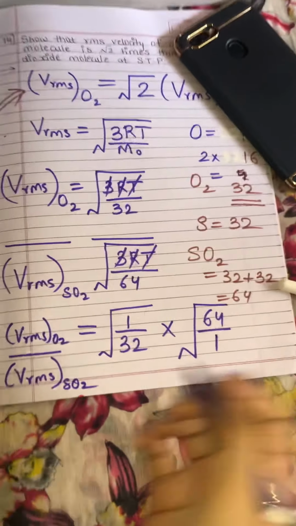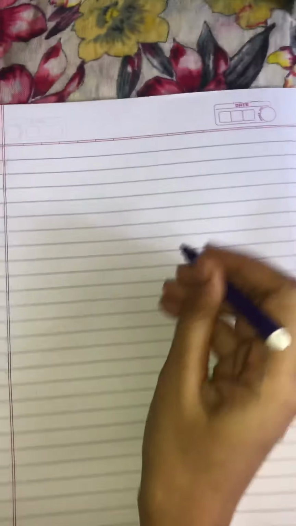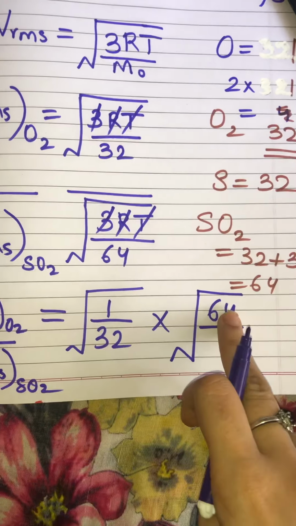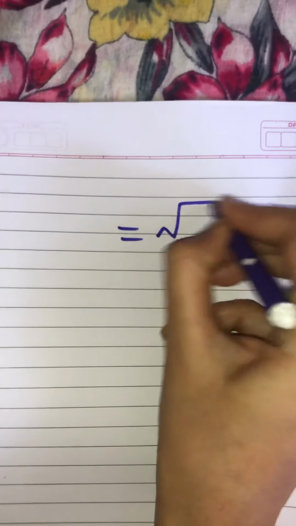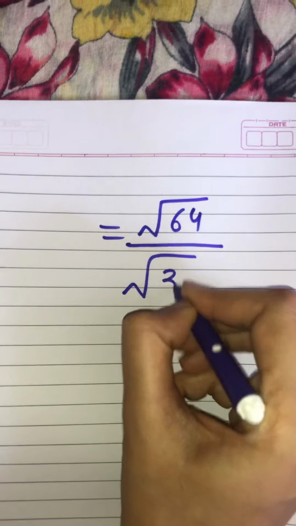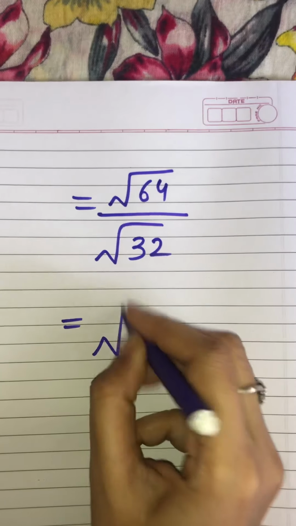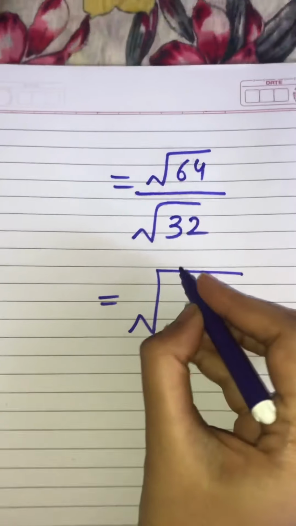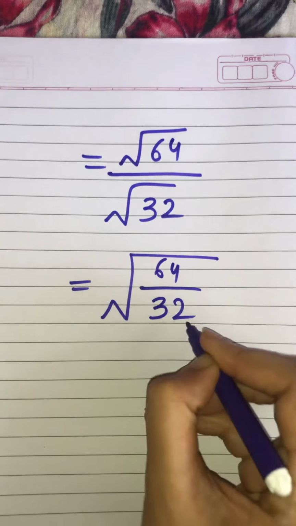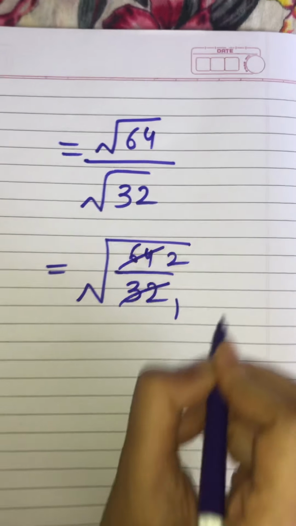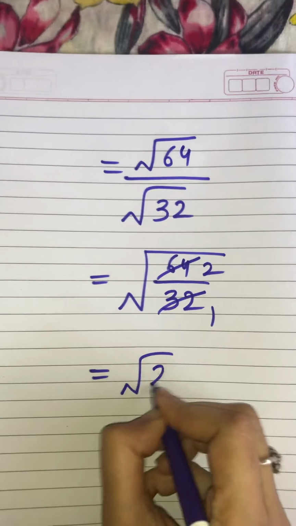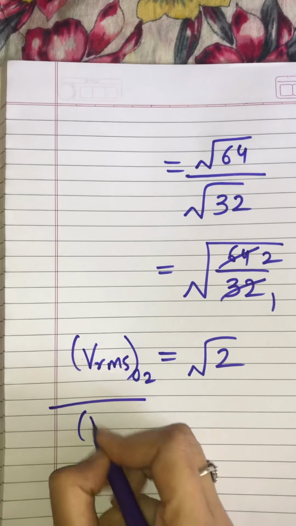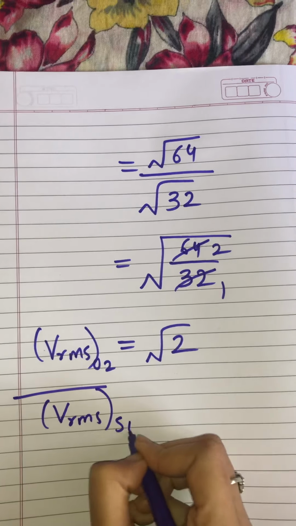So now let's start the calculation. Can do it over here. So this is nothing but root of 64 upon root of 32. So I can write them in a single square root. Yeah, see, it is the same. So root of 64 upon root of 32. 32 ones are 32, twos are 64. So what is obtained? Root 2. That is VRMS for oxygen upon VRMS for sulfur dioxide.